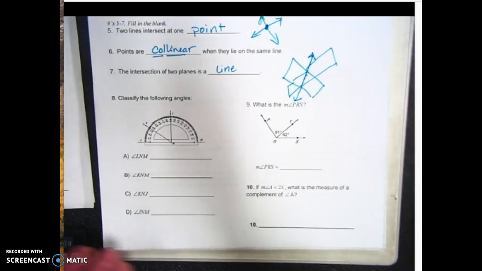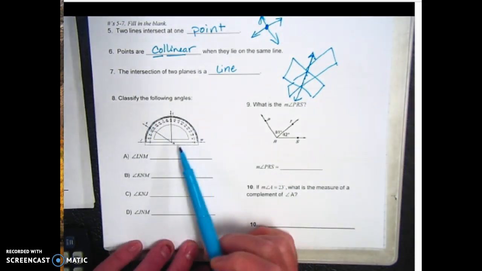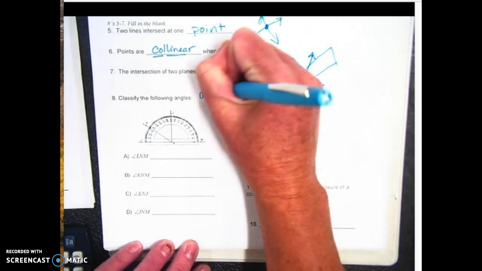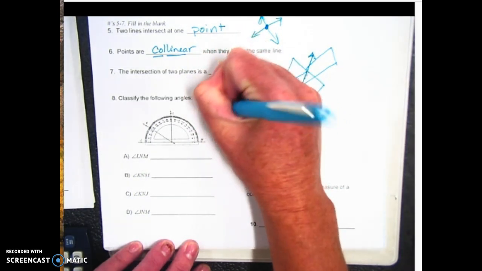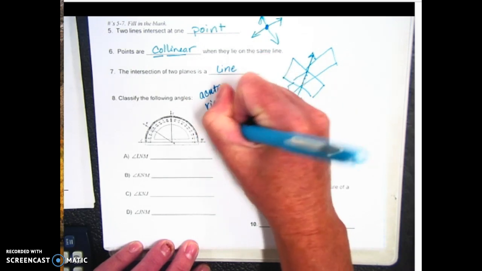All right. Number 8. So you're going to classify these angles. So you had 4 choices. We had acute, right, obtuse, or straight.